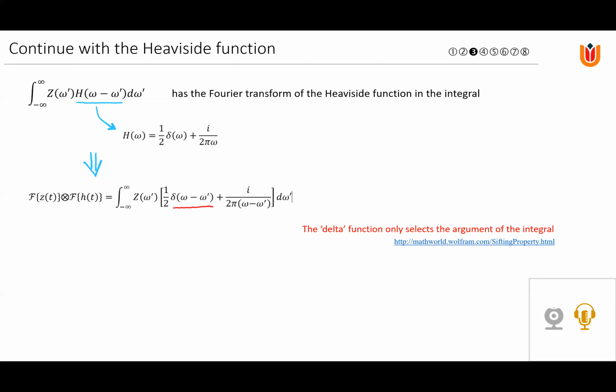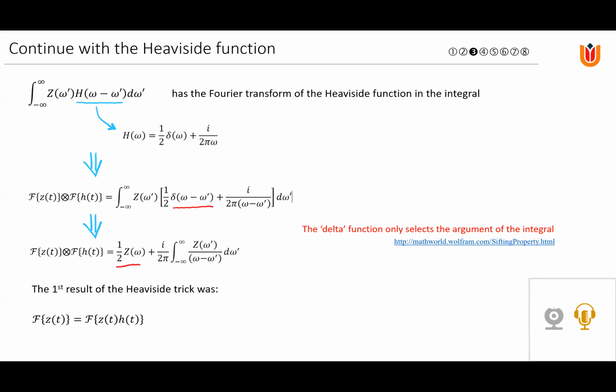Then, like you said, this delta function only selects the argument of the integral, so that basically, for that part, we'll cancel the integral, and the imaginary part will stay the same. So the final expression now for this convolution of Fourier transforms is half times Z0. So that is the selection property of the delta function times an integral that remains, with an imaginary component of Z0 as well.